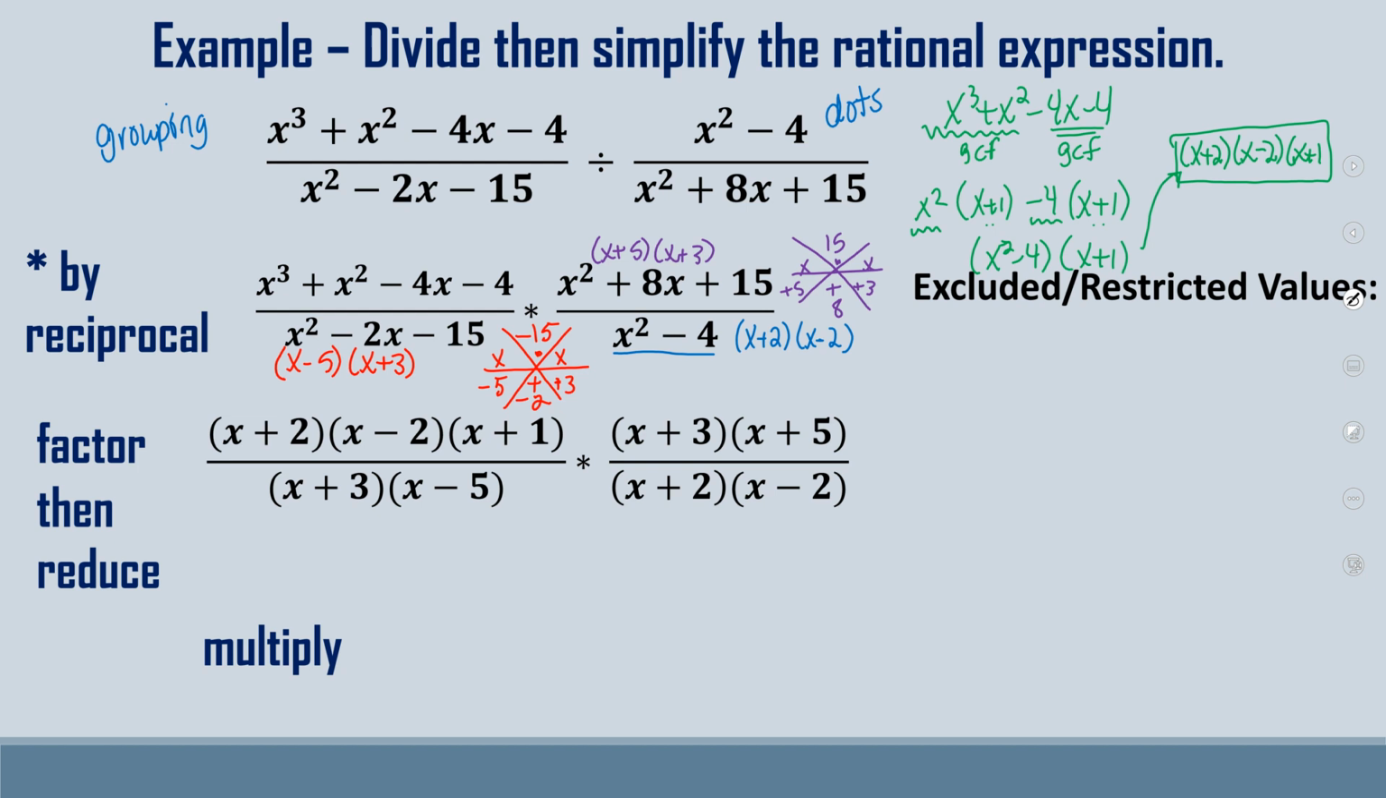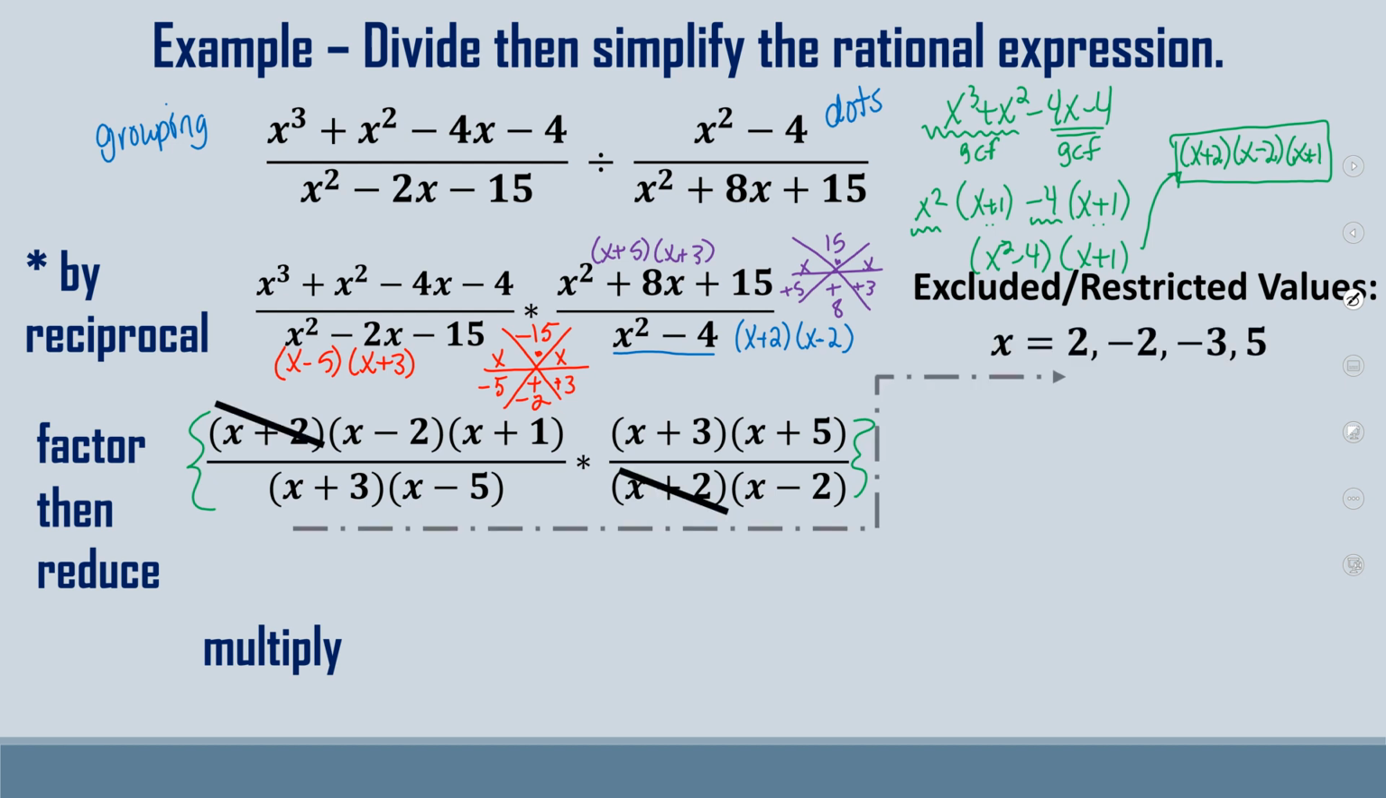Okay, now start looking around. Do you have any common factors within the same fraction? Like in this first fraction, do you have anything you can reduce? Or in the second fraction, do you have anything you can reduce? Okay, we don't, so we're going to have to crisscross and look around between the two. What do I have in the same in the numerator of the first as the denominator in the second? That's right, we got excluded values, there they are. We have x plus 2 as a common factor. We have x minus 2's as a common factor. All right, I don't have an x plus 1 except for in that one spot in the numerator.